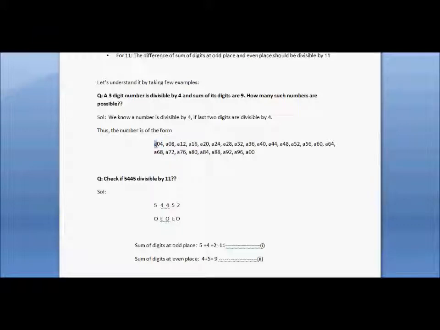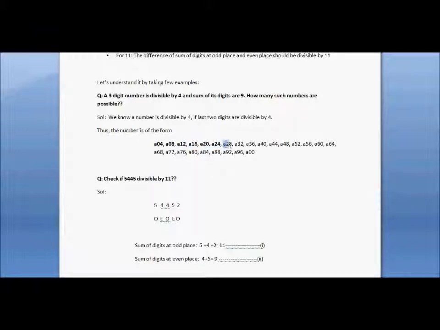Now we have to find the first digit, which is the hundreds digit. The other condition which is given is that the sum of the digits is 9. So a plus 0 plus 4 should be 9. So a can only be 5. So this can be a possibility. This can be a possibility. This can again be a possibility, and this can again be a possibility.